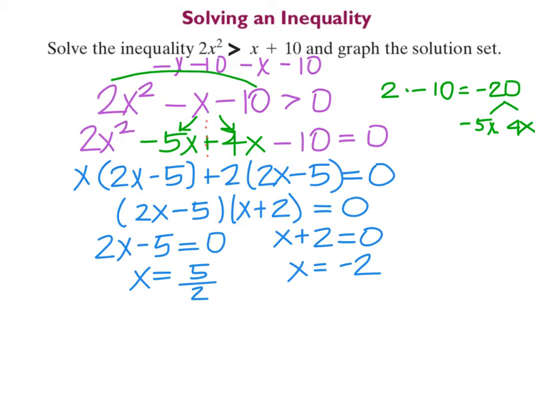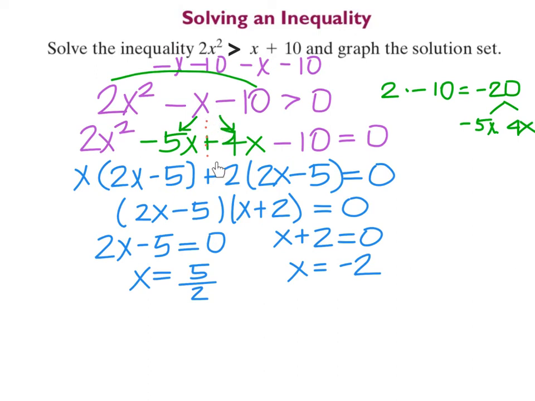So very quickly, what I'm doing here is I do 2 times negative 10, which is negative 20. And now I need to figure out what two numbers multiply to negative 20 but add to negative 1. So that's going to be negative 5 and positive 4. And that's how I rewrite my negative x: negative 5x plus 4x, which add to negative x.